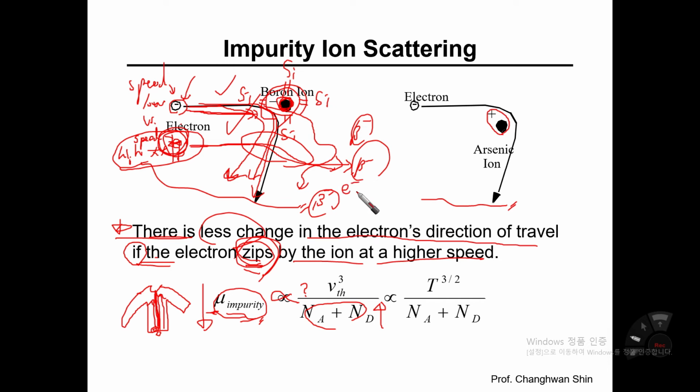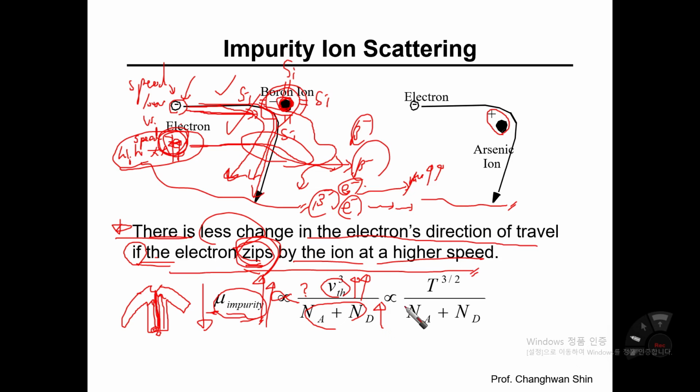If one electron is moving at a faster speed and another electron is moving very slowly, which electron would have a higher mobility? Yeah, as described here, if the electron zips by the ion at a higher speed, then its mobility is good. So the higher the thermal velocity is, the higher the mobility caused by impurity is.